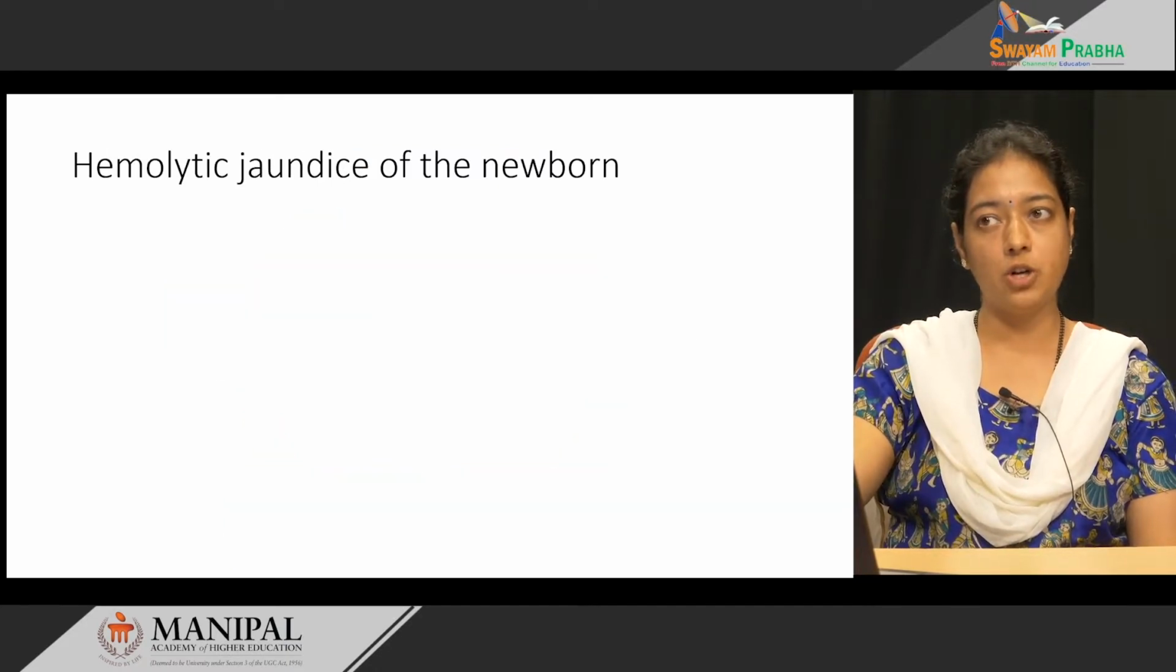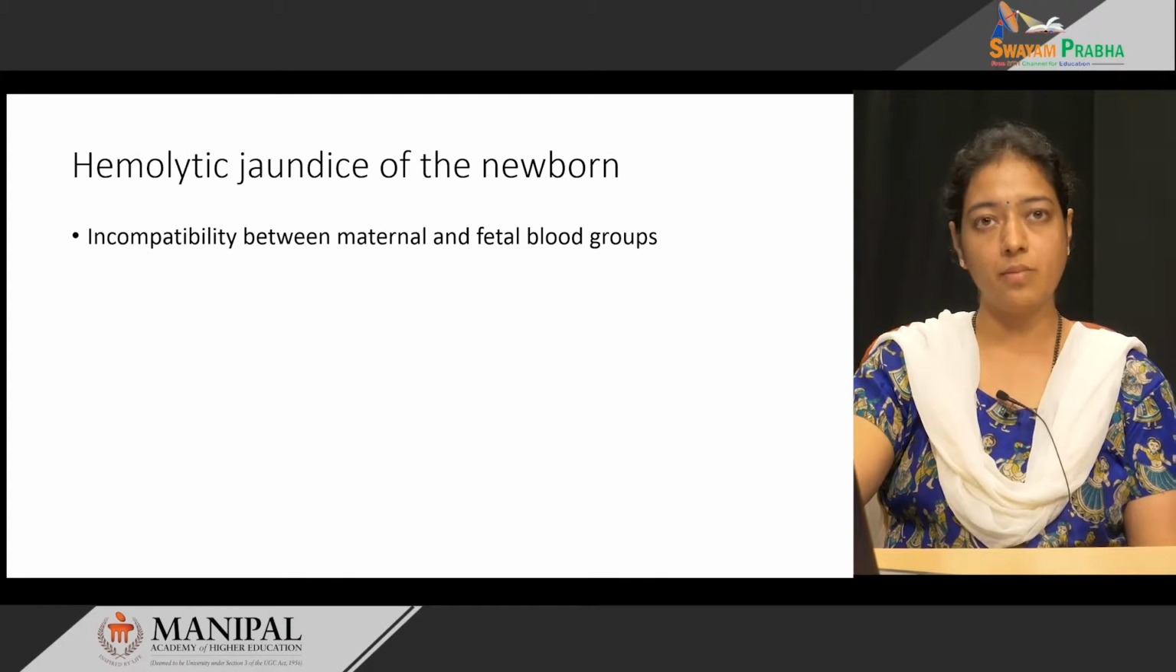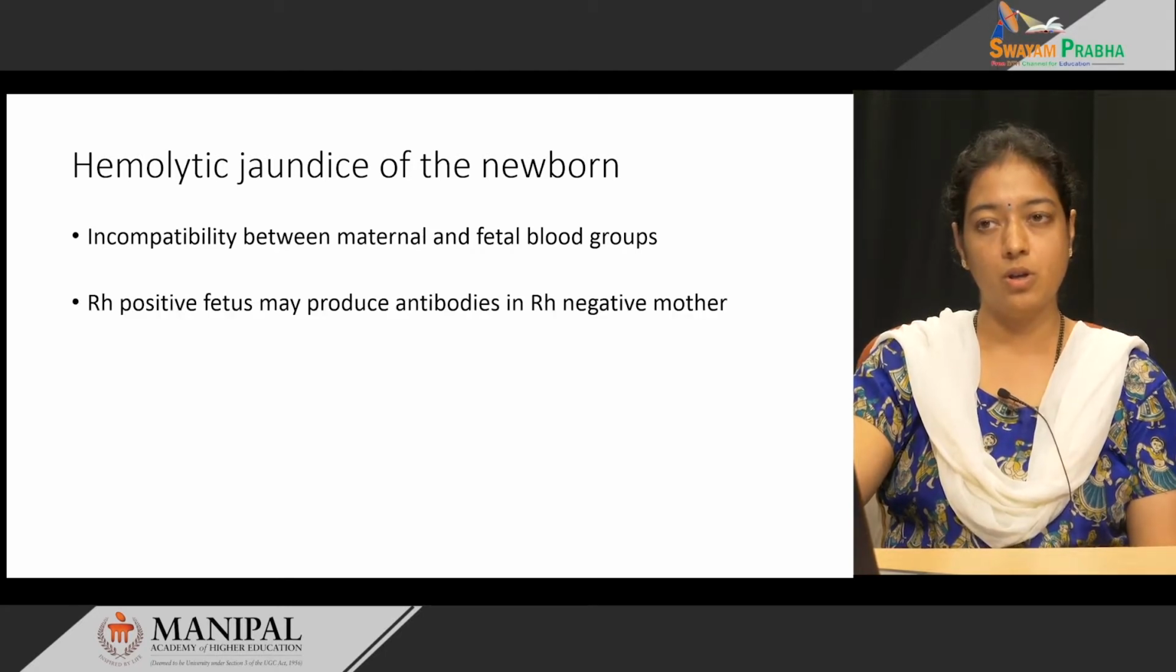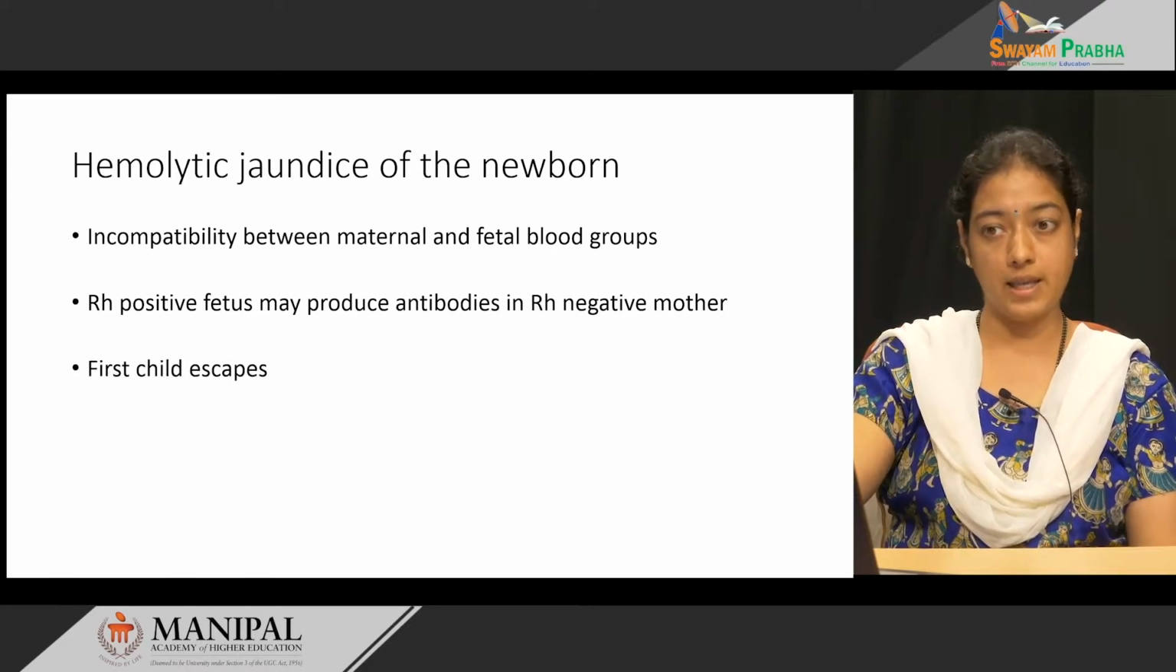Coming to hemolytic jaundice of the newborn, it is mainly seen whenever there is an incompatibility between maternal and fetal blood groups. Usually babies will have Rh positive blood, whereas the mother will have Rh negative blood. So, what happens during the delivery? Some amount of Rh positive blood enters the mother's blood circulation. Since the mother is Rh negative, the mother's blood will develop antibodies. Usually the first child escapes.